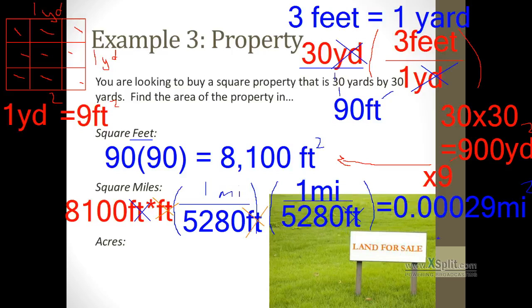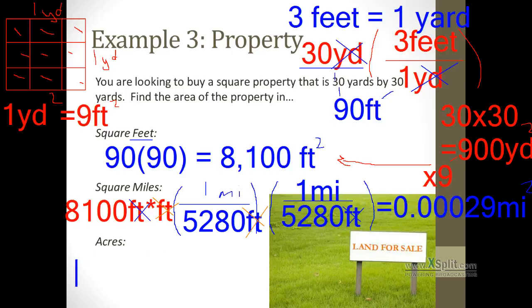Now this doesn't sound like a lot, but imagine for a moment 30 yards by 30 yards, so about a third of a football field by a third of a football field. That's not very much space when you think about it relative to a full mile by a full mile. There's a tremendous number of square yards that can fit in 1 square mile. So that's doing area conversions this time.